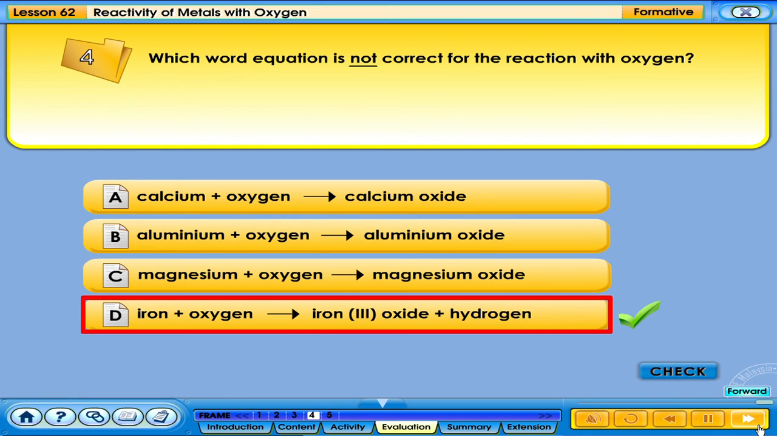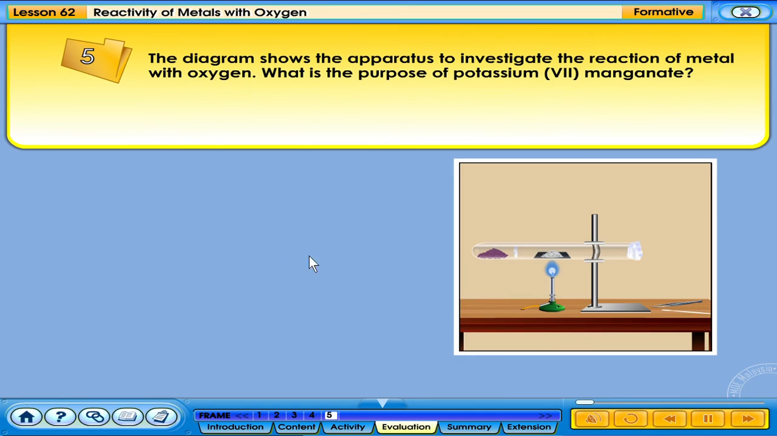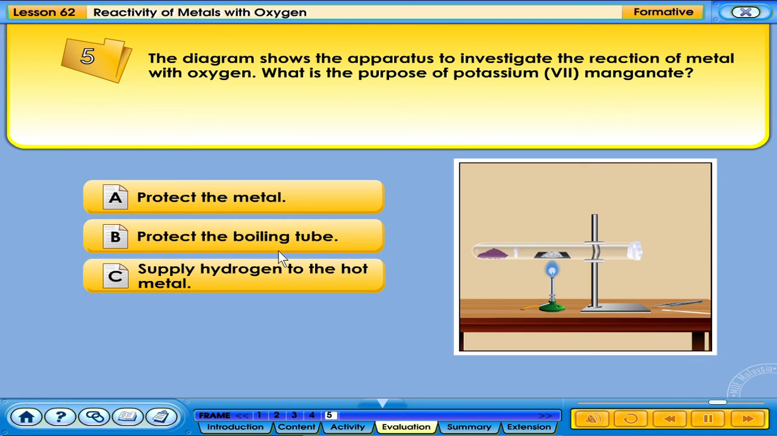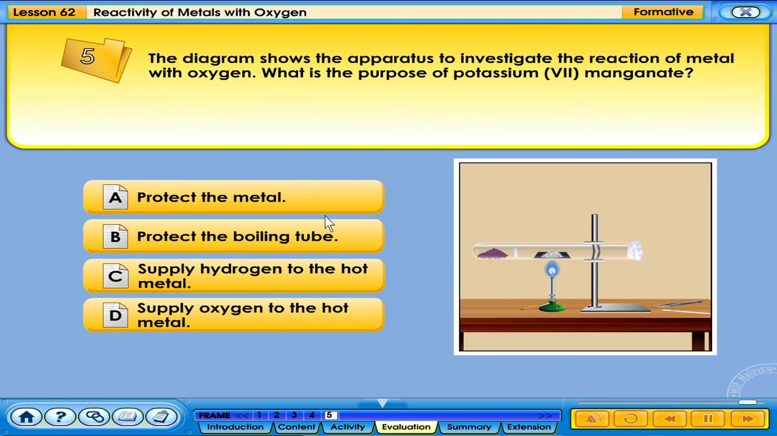Your answer is correct. The diagram shows the apparatus to investigate the reaction of metal with oxygen. What is the purpose of potassium manganate(VII)? A. To protect the metal. B. To protect the boiling tube. C. To supply hydrogen to the hot metal. D. To supply oxygen to the hot metal.